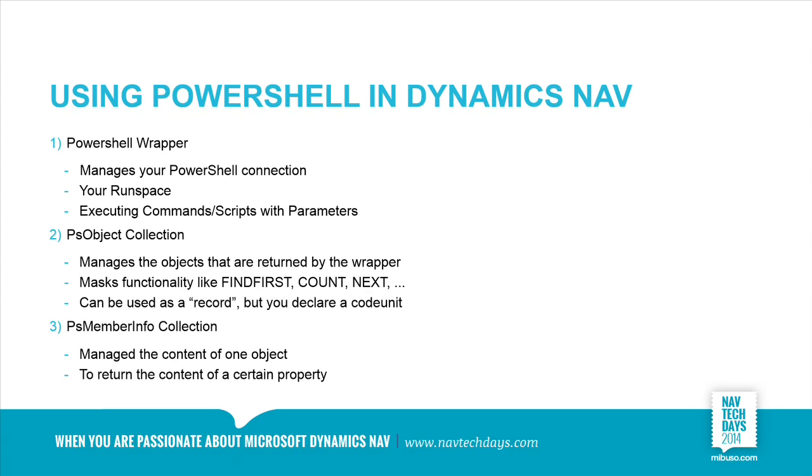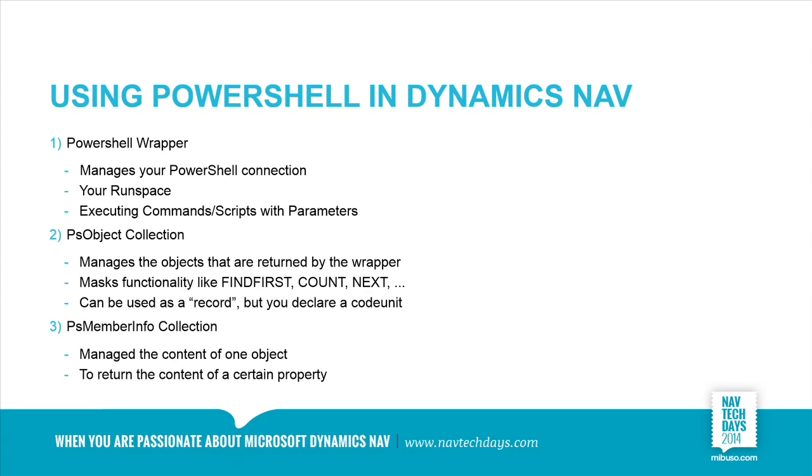Next, when I'm executing PowerShell, then I'm getting back stuff, right? I'm getting back objects. Now, to handle these objects in NAV is not that easy. I don't know what I'm going to get back. I don't know how it's going to be. I cannot prepare a table for that, right? I don't know which fields or how it would look like. So we're working again with a .NET Interop object collection.